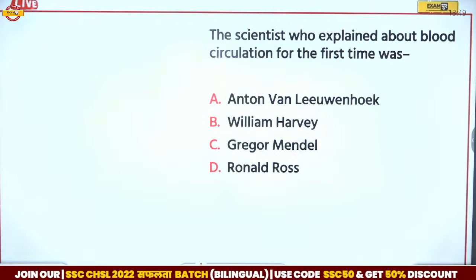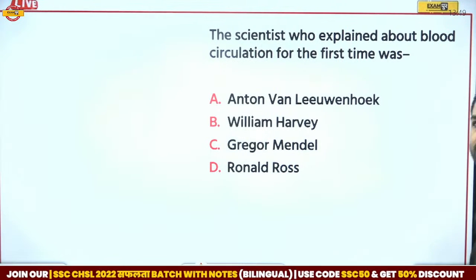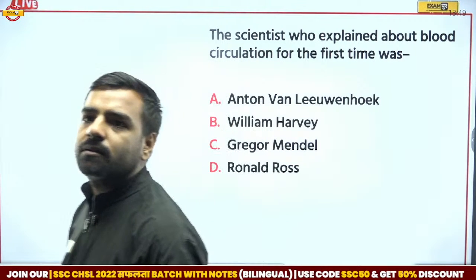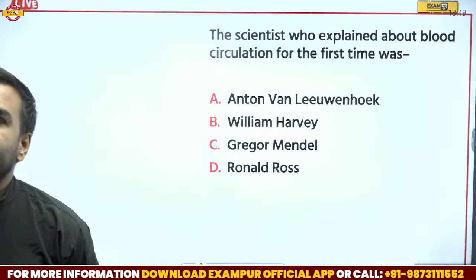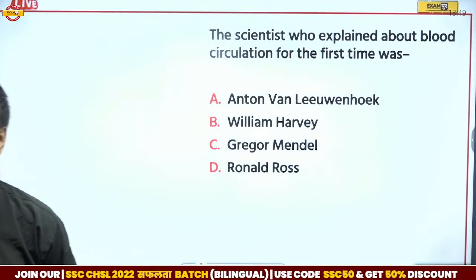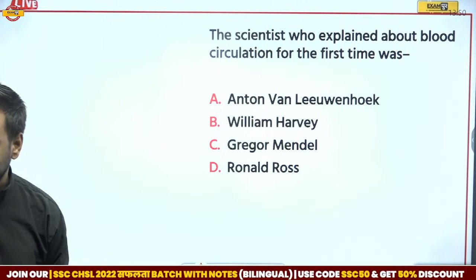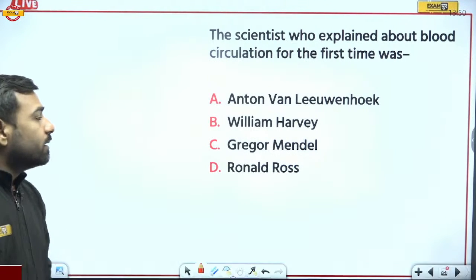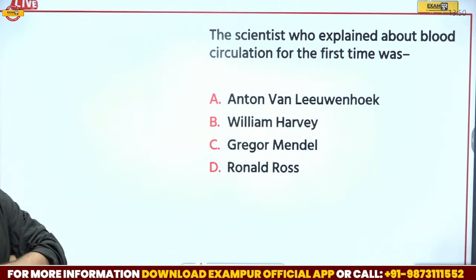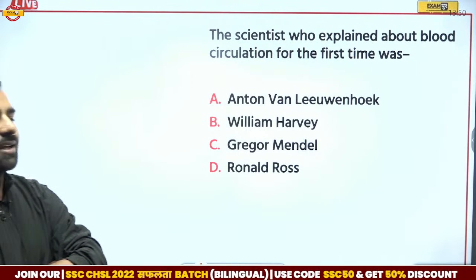The question is, the scientist who explained about blood circulation for the first time was who? Was he Leeuwenhoek, Harvey, Mendel or Ross? Jay is saying a group of diseases that affect how our body uses glucose. So you want to ask about disease? Or is there any other question here? So the question is, the scientist who explained about the blood circulation for the first time, was he Leeuwenhoek, Harvey, Mendel or Ross? What is the correct answer?